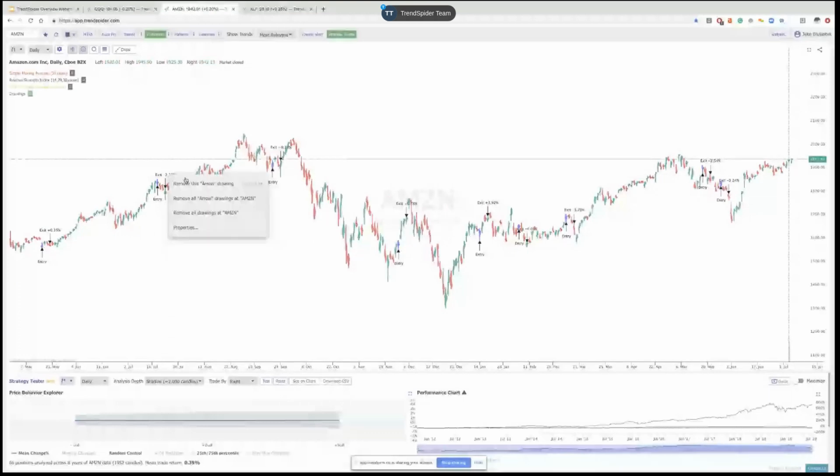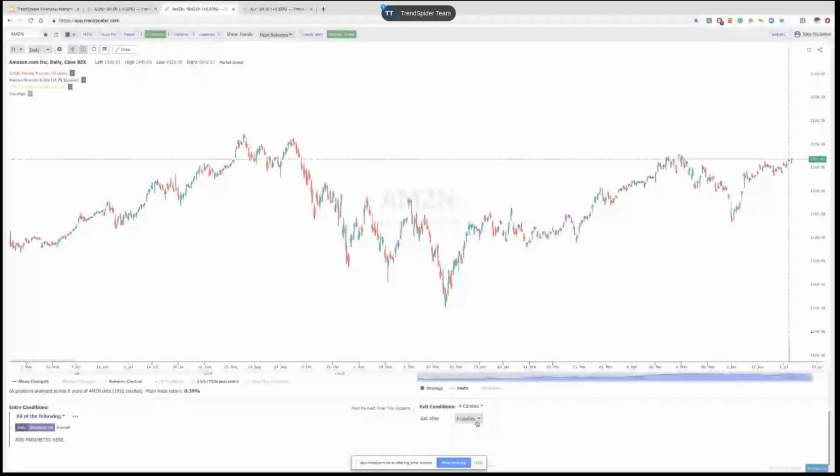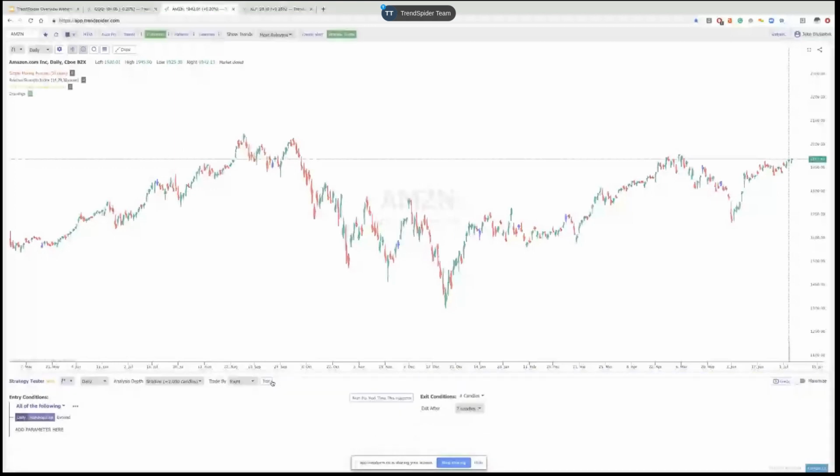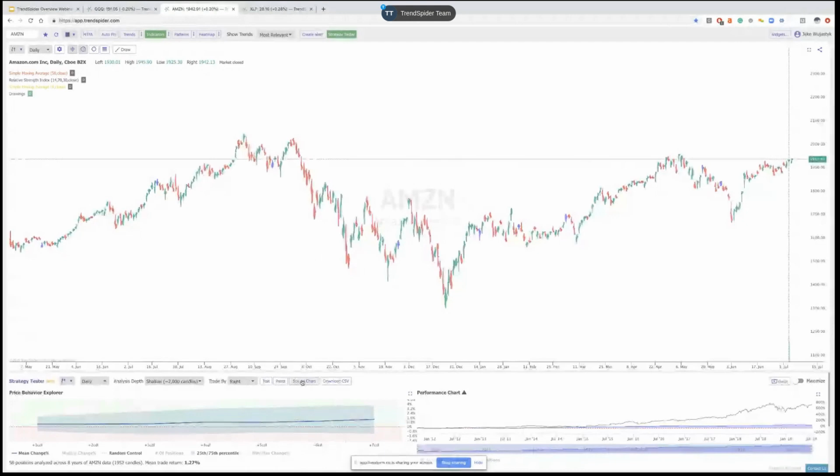So if we retest this under 7 candles, you'll see some of these entries and exits are huge. And all I have to do is click on See on Chart, and you'll see each individual move. Here's 1.98% on Amazon within 7 candles, within 7 days. That's a pretty big move, especially if you're trading the options market.